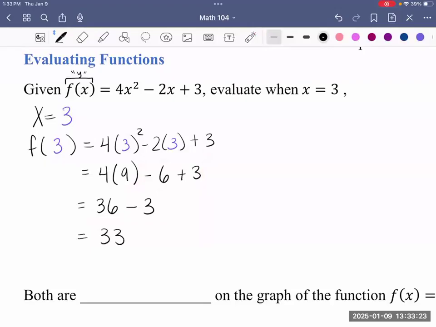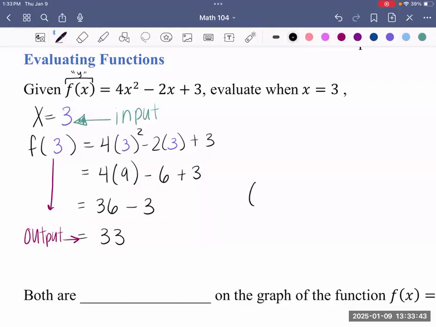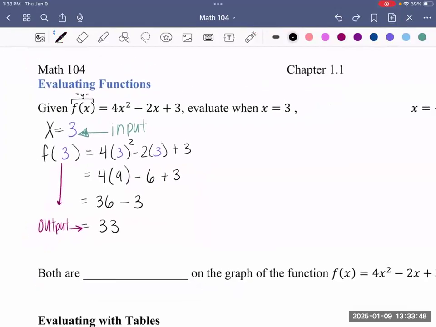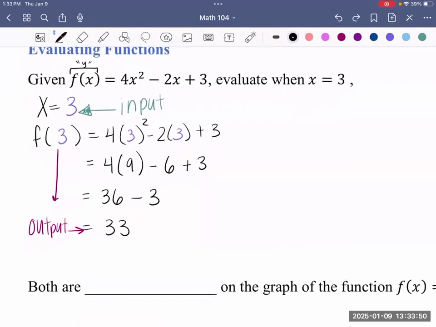Now this just says we put in a 3. This is your input value. And therefore, your output value is whatever came out. We got out a 33. Now this is our final product. These are actually going to be points on your graph. So we can put in a 3, and when we put it in, we get out a 33.